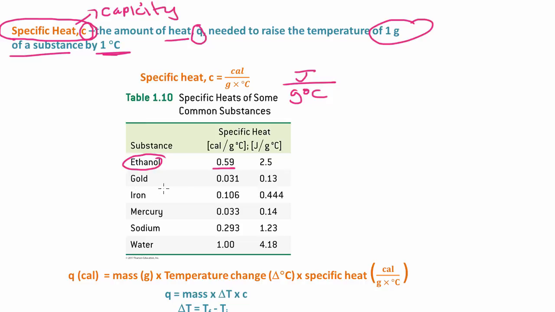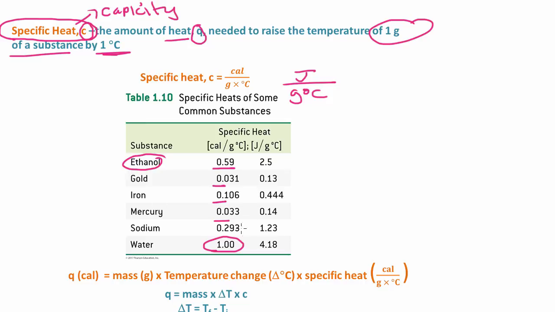Here we have a specific heat for gold, one for iron, one for mercury. Notice that water has the highest specific heat of these substances listed here. In other words, it is going to take a lot more heat energy to raise the temperature of 1 gram of water by 1 degree Celsius.